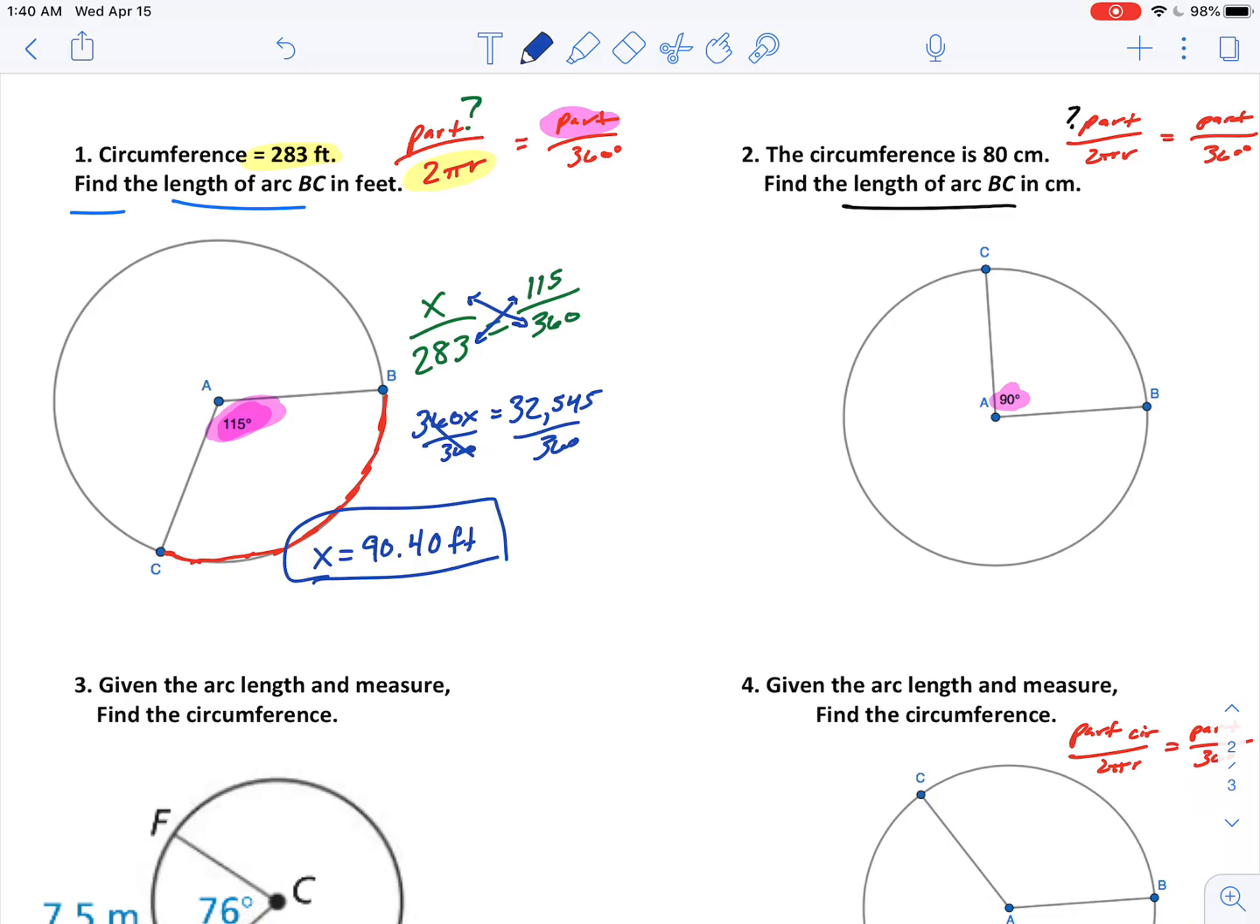And if I divide by 360 on both sides to get x by itself, then I get x is 90.402, or 0.40 feet. And we're always going to follow that same procedure.